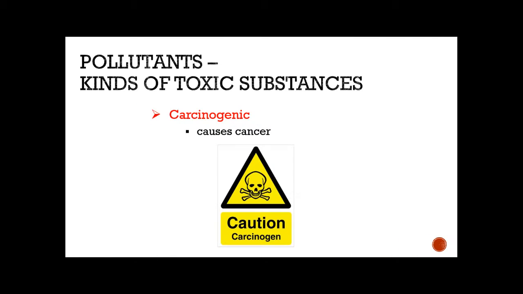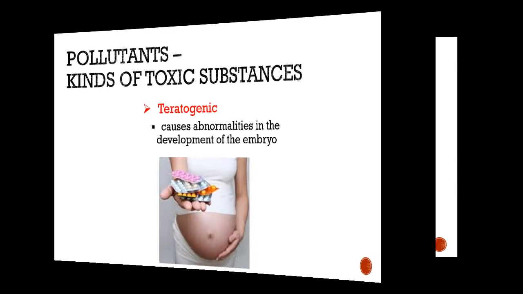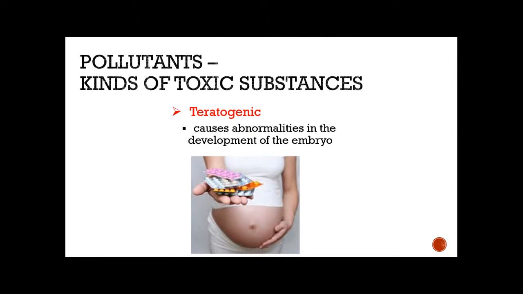There are three kinds of toxic substances, not only in air but in other matrices of the environment. Namely, they may be causing cancer, so they are called carcinogenic. Then they may also cause damage to the genes, which we call mutagens. And then they may also be classified as teratogenic, which causes abnormalities in the development of the embryo.